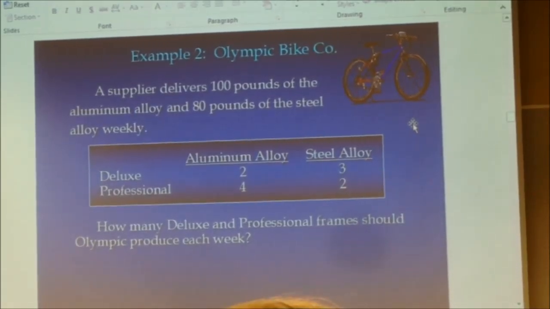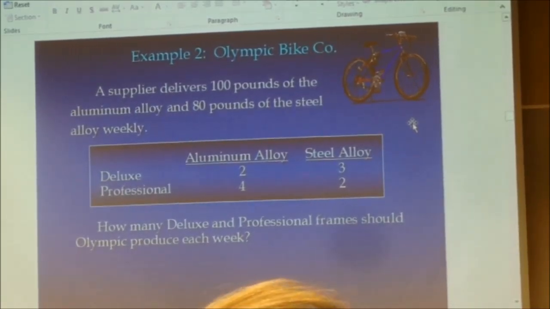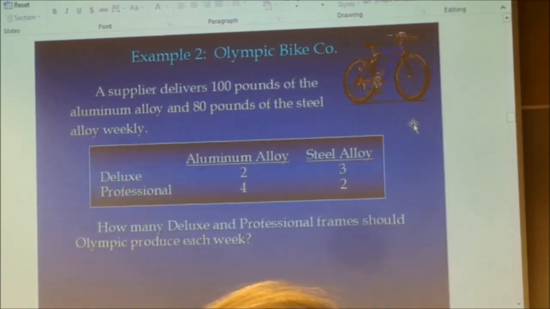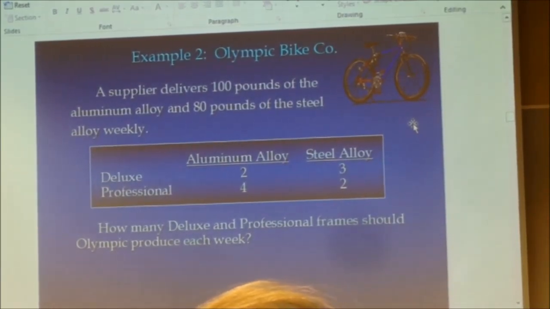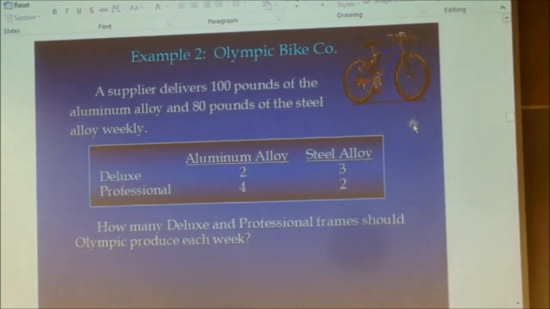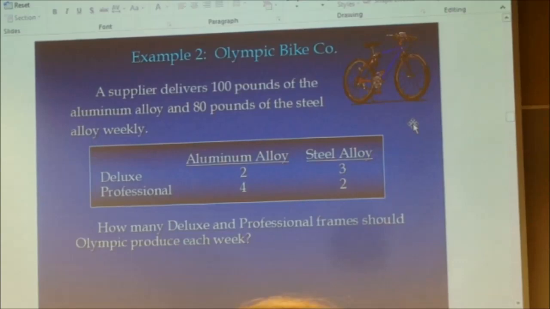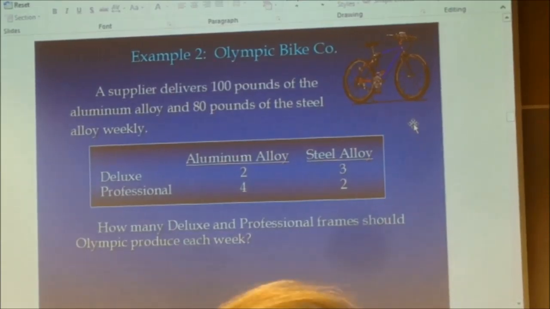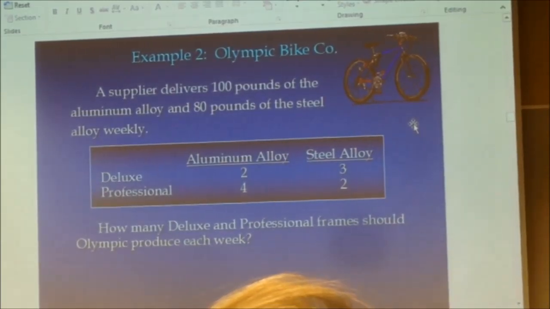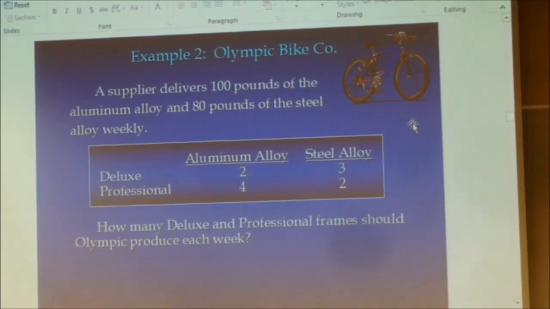Steel. How much steel did we get? 80 pounds. How much steel, when we do production, will be used by each of these bikes? Deluxe is going to use 3 units of steel. Professional uses 2 units of steel. However many deluxes we're making, however many professional frames we're making, this is the amount of steel they'll use. We got 80 pounds of steel.